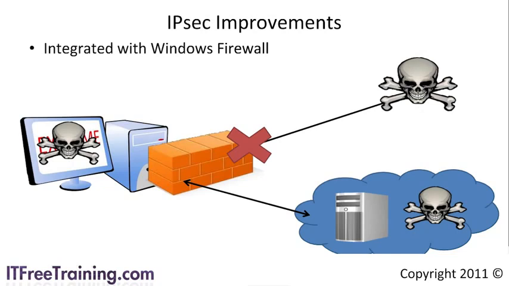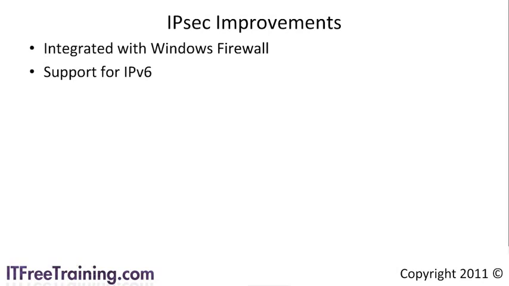Now that IPSec is integrated with the Windows Firewall, it is very easy to configure IPSec connections that still allow or block any port that you decide. With IPSec for Windows Server 2008 also comes support for IP version 6. With Windows Server 2008, you can quickly and easily set up an IPsec connection between computers using IP version 6.